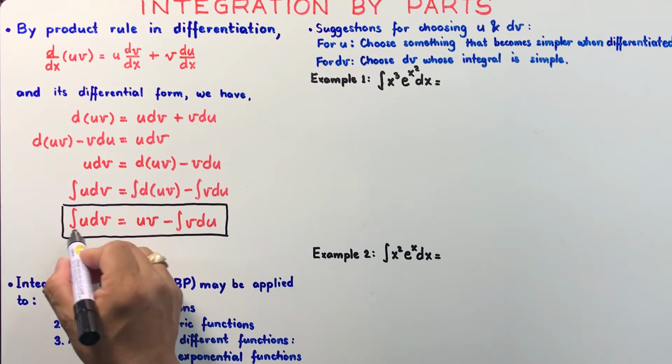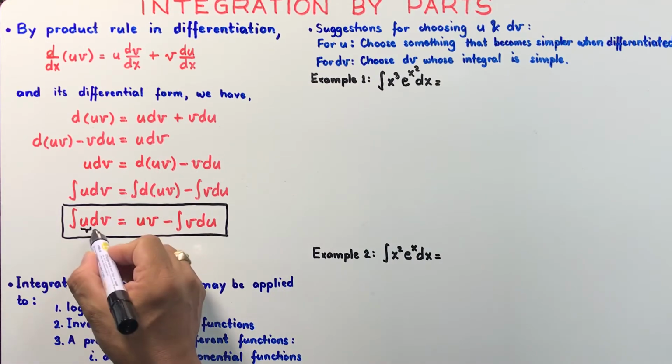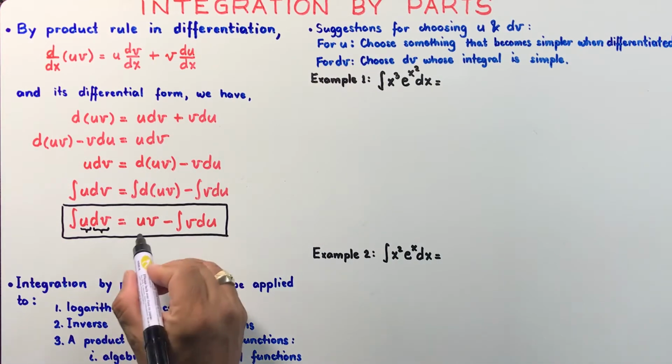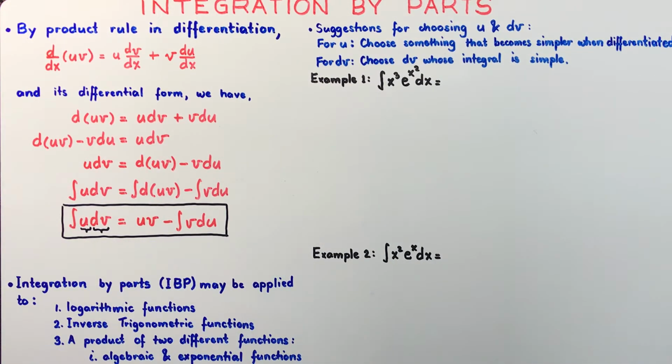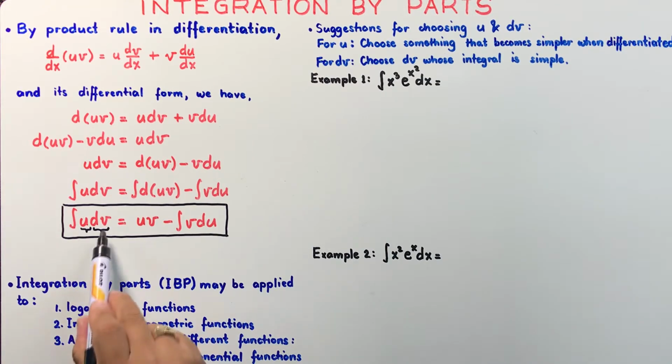The integrand of this integral is being divided into two parts. The first part is our u, and the second part is the dv part. And the answer is just the product of u and v minus the integral of v du. So when this formula is used in integrating a particular function, the given integrand must be separated into two parts. The first part is the u part, and the second part is the dv part.